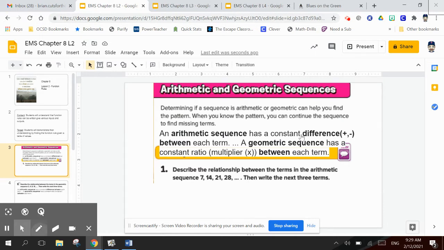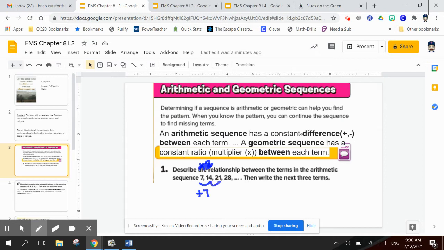So when I look at example number 1: describe the relationship between the terms in the arithmetic sequence 7, 14, 21, 28, then write the next 3 terms. Well, I know from 7 to 14, I have to add 7. I could also multiply by 2, but is 14 times 2 21? No, so I'm not multiplying by 2.